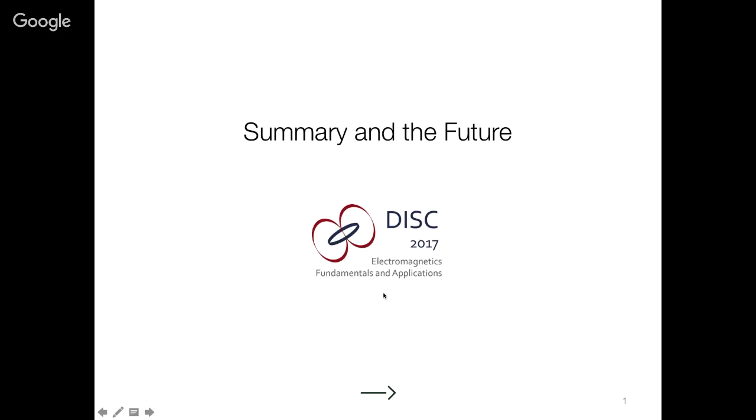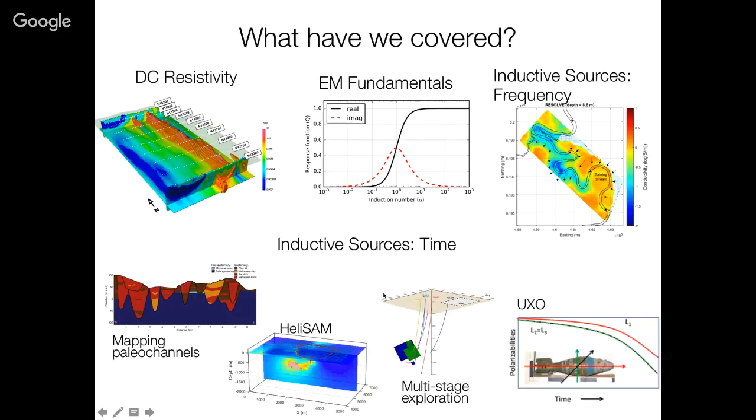What I'd like to do is sum up and figure out where we were and where we might want to go. What did we cover? We're not sure we covered everything, but it's all in the notes, and we can recover and do some more. We did DC resistivity and talked about EM fundamentals. We did an inductive source time domain, and an inductive source frequency domain. We didn't do the HeliSAM, but we could.